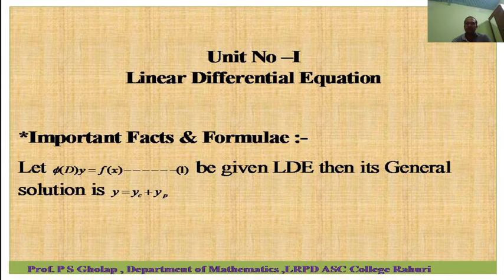The differential equation in which the dependent variable and its derivative terms occur in first degree and are not multiplied together is called a linear differential equation. The general form of a linear differential equation may be written as phi of D y equal to f of x. We are interested in nth order linear differential equations. Phi of D is a polynomial of degree n, and D is the differential operator. D is nothing but d by dx.